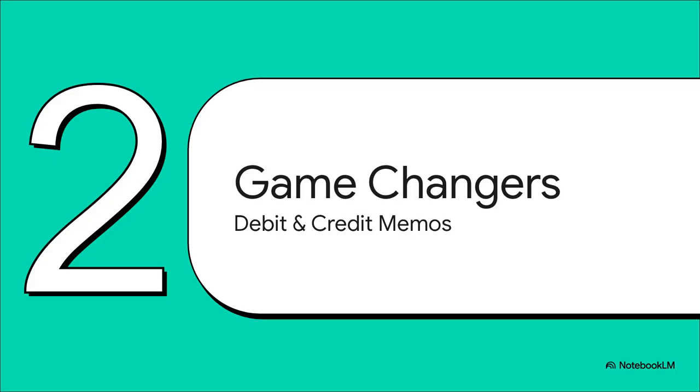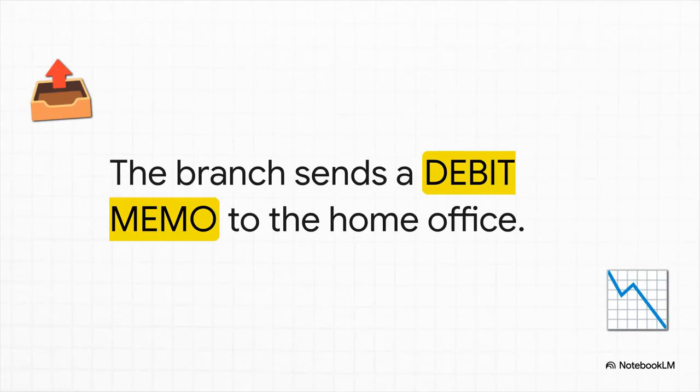Okay, foundation is set. You get the mirror thing. Now let's introduce the game changers. Debit and credit memos. These are the things that always seem to trip people up. But trust me, if you just keep that mirror rule in your head, you are going to nail these every single time. Okay, first up, scenario 1.